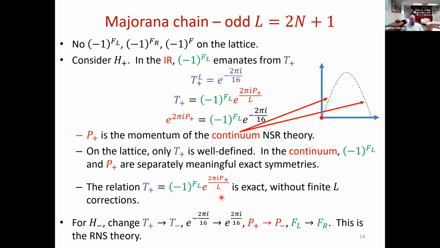Now, we can also study H minus, and it will be essentially the same, except that some signs are flipped. So this is my discussion of the Majorana chain. Are there any questions at this point before I change the topic?